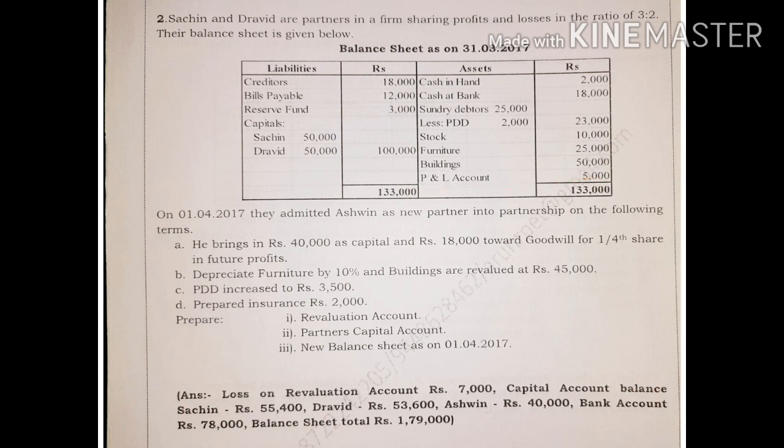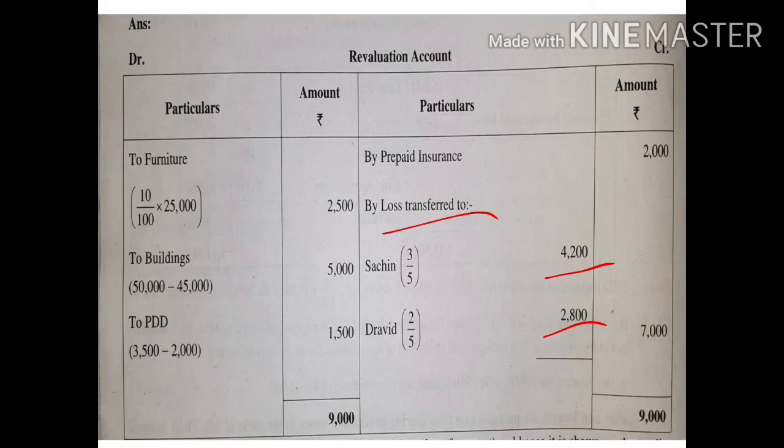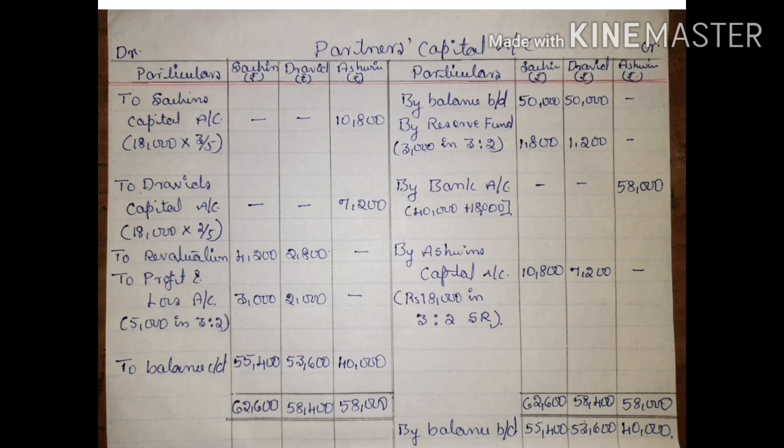Okay. Next, the new partner brings capital 40,000 as well as goodwill 18,000. For this we have to pass an entry, recorded in the partners' capital account. So by bank account, amount received, 40,000 plus 18,000, total 58,000. See Ashwin's capital account. The new partner brings capital as well as goodwill. For that, entry by bank account.